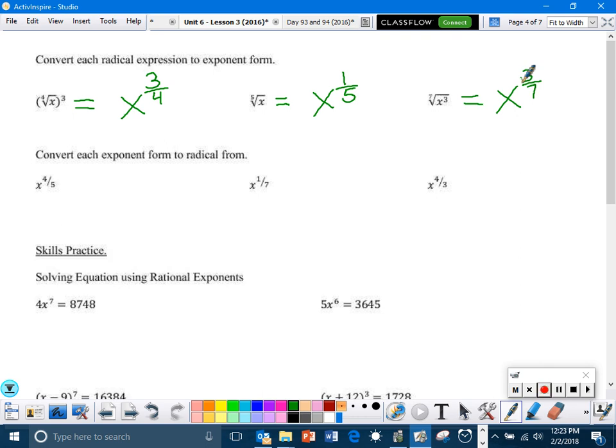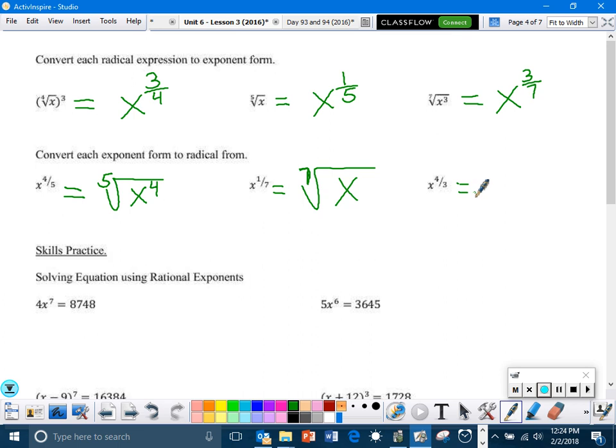And finally, we're going to go the other direction. So we're going to make the radical symbol. We're going to put the base inside. Now, where does the 5 go? The 5 goes here, and the 4 can go right there. Next one. Make the radical. Put the x inside. The 7 goes right here. And the 1, we don't need to put anywhere. If you wanted to put the 1, you could put it by the x, but it's not necessary.